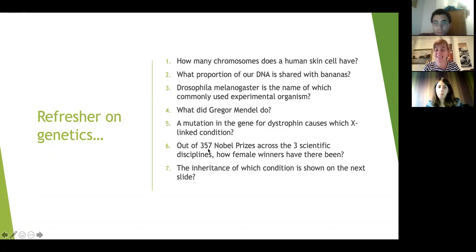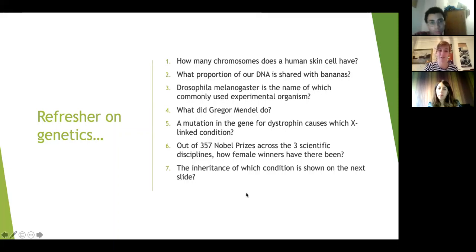Right, best guesses out of 357 Nobel Prizes across the 3 scientific disciplines. How many female winners have there been? 4. Okay, so it's not that bad, but it's not that much more than 4. So 80, it's not that good. So between those 2 numbers, 20, okay, so it's 22. So not fantastic, and it is rapidly changing, but just thought I'd include that because 2 of those winners out of 22 are coming up later in the talk.